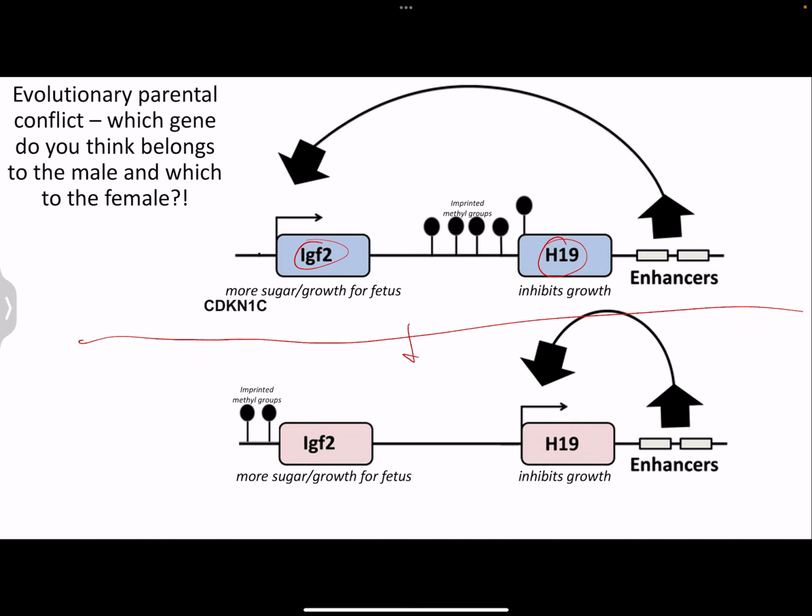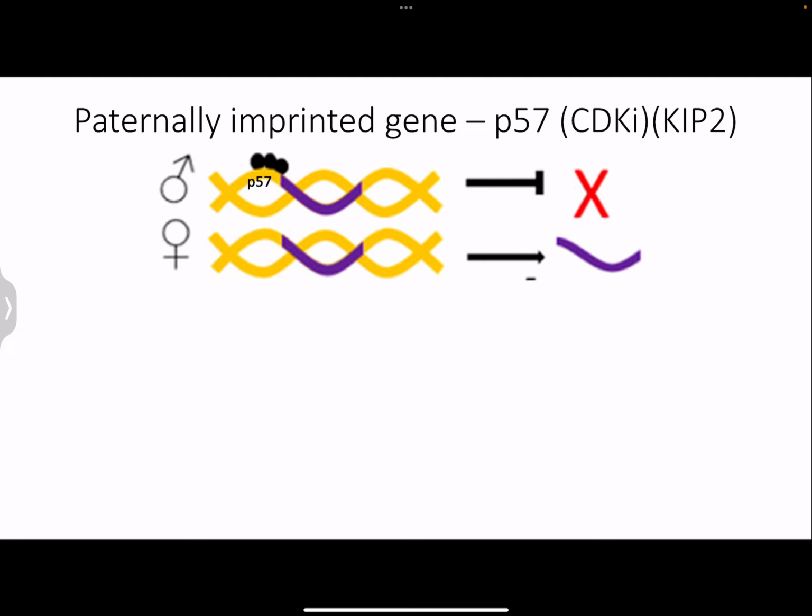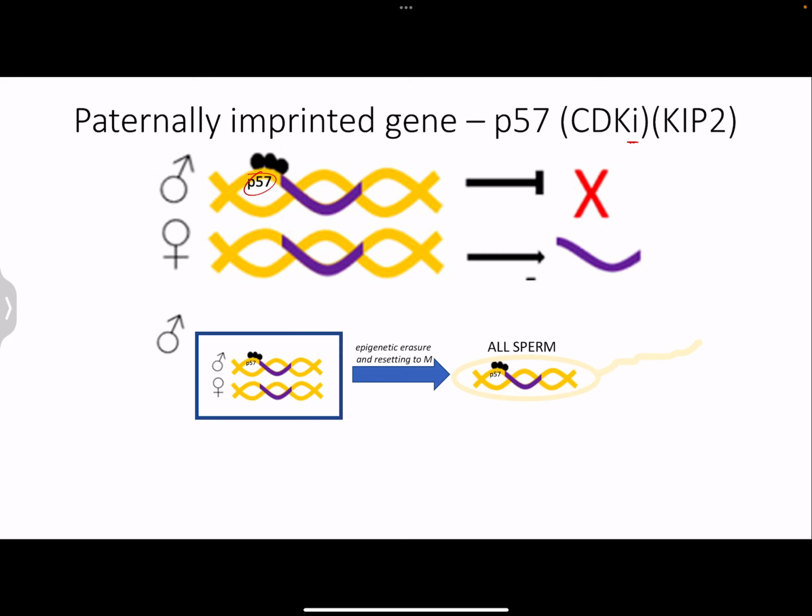So if you had to guess whether the top chromosome is a male or a female, it would make sense that it's a male and the bottom one's a female. Because in this case, we're going to steal more nutrients, and this is off, the inhibition of growing. And so that's exactly what we get. So if we look at another gene, P57, P57 is going to be a CDK inhibitor. CDK is pro-growth. And so males are going to want to inhibit the inhibitor of the CDK, which is for growth. And the females are going to want to have it active because they don't want the baby to grow so much.